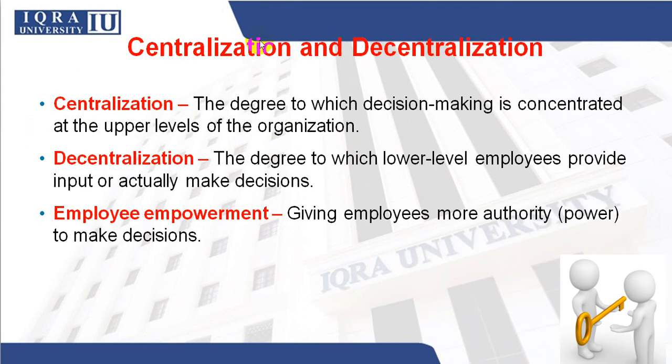If we talk about what is centralization and decentralization, centralization means the degree to which decision making is concentrated at the upper level of the organization. It's about how the decision making process goes on, and centralization means the top management is involved in decision making only. Decentralization is the degree to which lower level employees also provide their input or actually make decisions too. So this is known as decentralization. You already know these concepts, we have discussed them in each chapter.